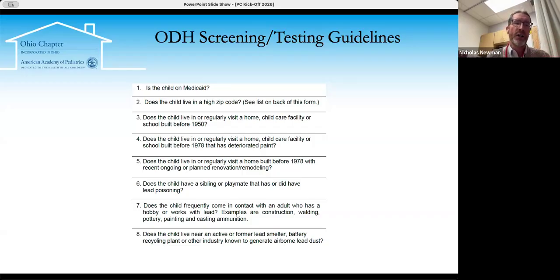So once again, if there's any question about the age of the home, assume that it's older, because over 2/3 of the housing in Ohio was built before 1978. And then if there are other children who did have lead poisoning, it's really recommended to check the other kids who are in the home or other kids that this child plays with. And then we get into occupational exposures.